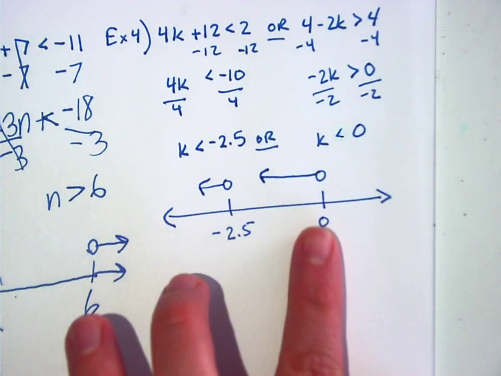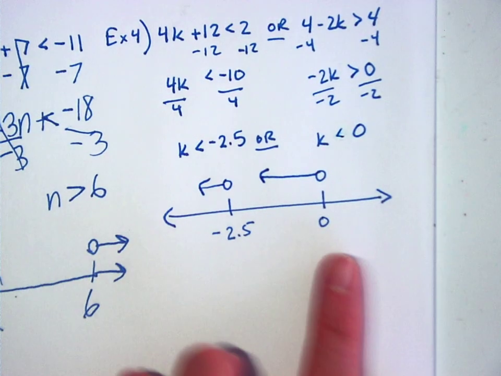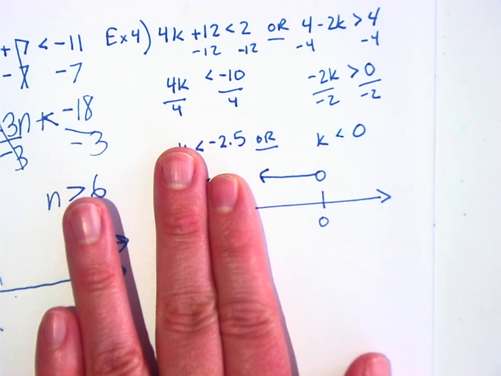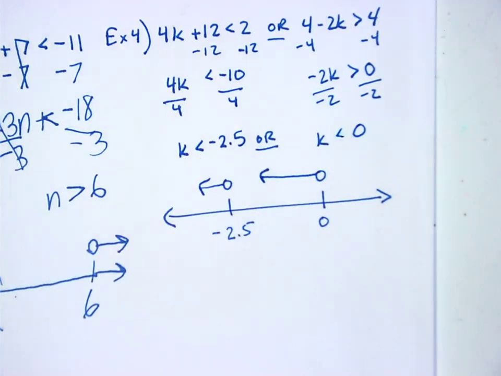Now, do you see how one of these already takes care of the other? If everything to the left of 0 is an answer, then we already know that everything to the left of negative 2.5 is an answer. So there are occasionally situations where just one answer would do. You could have both of them on there. It doesn't hurt anything. But it's not always going to be both in or both out.